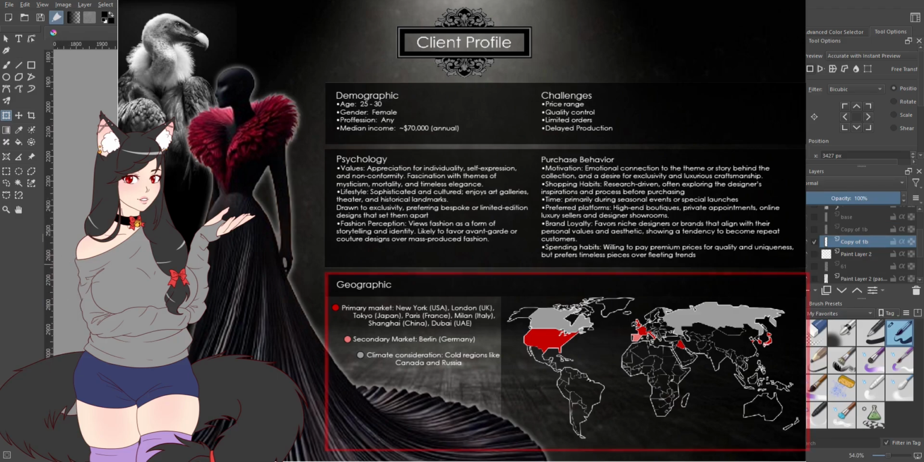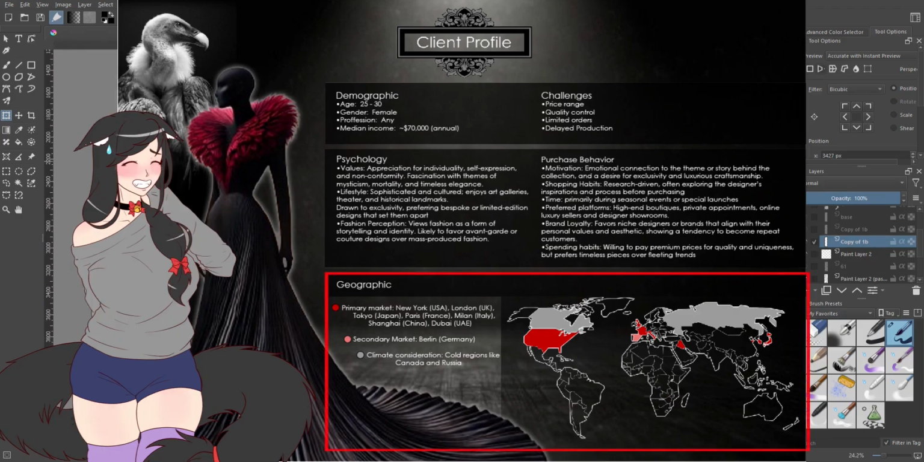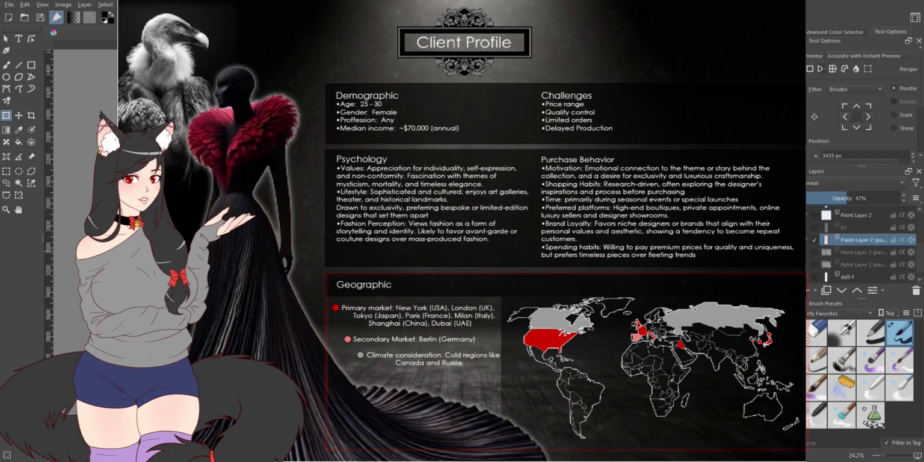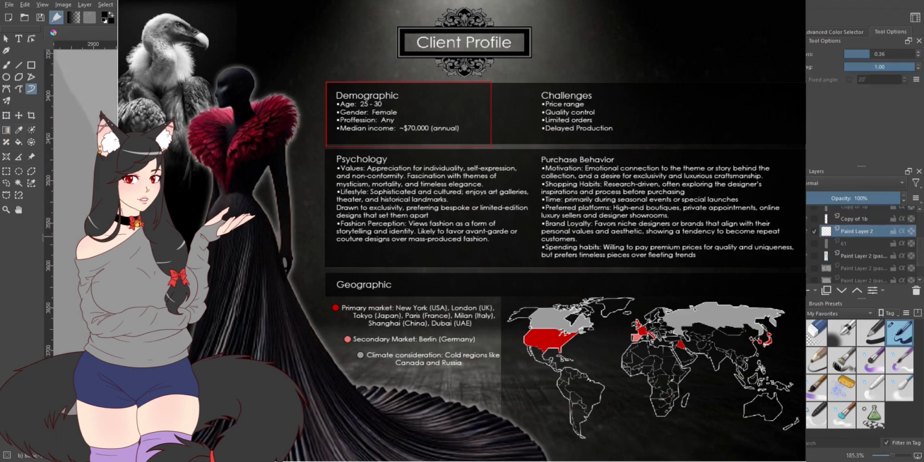You also have to take note of the geography and the seasons, which I may have forgotten to put in. Oops. Moving on to my actual work. We were tasked to put in the age range between 25 to 30. The gender that I specifically chose to target was female within any profession with a median income of about $70,000 annually. Now, the challenges with this demographic come with the price range, quality control, limited orders, and delayed production.